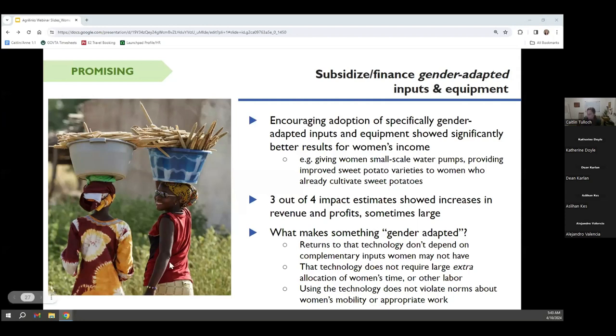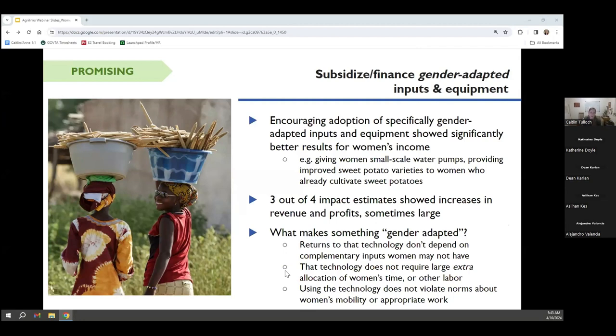The challenge here that I hope you're asking yourselves is, well, what makes something gender adapted as compared to any other agricultural technology walking down the street? And as we tried to parse this out, and you'll see at a later point where we look at business as usual inputs and equipment, we need to create a distinction here.